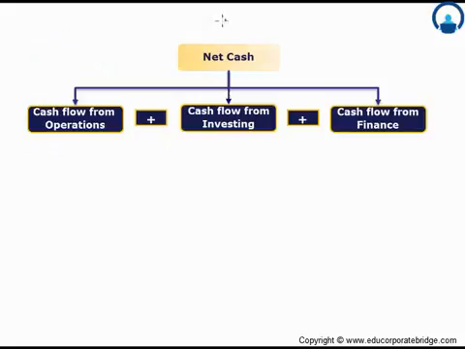Let's talk about cash flows and their bifurcation in a bit more detail. Cash flows can be divided into three types. One is the cash that the company has received from the core operations of the business. Core operations would be cash collected from the customers or cash paid to the suppliers. The net effect could be classified as cash flow from operations.